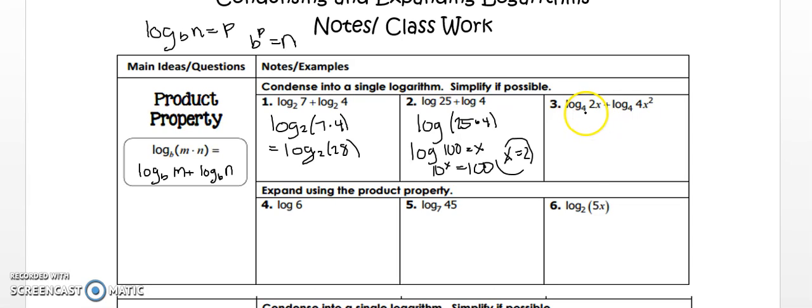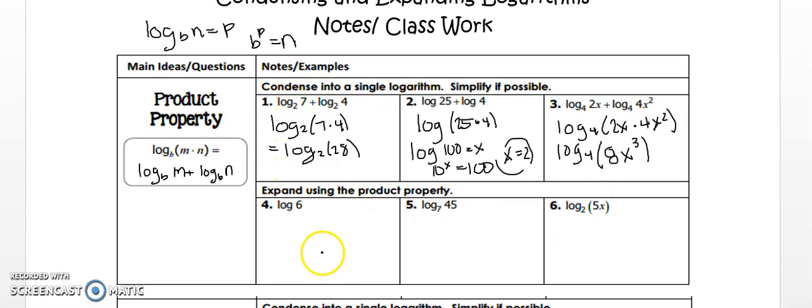So that's as simple as possible. All right, last one. We once again have addition. These have the same base, so we're going to multiply these two. So we get log base 4 of 2x times 4x squared. And 2x times 4x squared, this is log base 4 of 2 times 4 is 8, and x times x squared is x cubed. All right, so these we condensed.